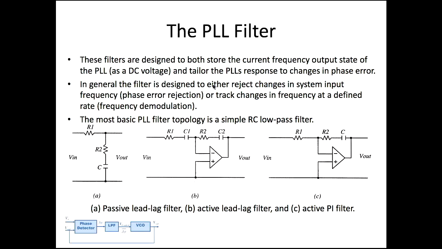In general, the filter is designed to either reject changes in the system input frequency or track changes in the frequency. So we will be tracking the changes actually, because there are applications. The PLL low pass filter is designed separately when it is for frequency demodulation or when it is for phase error rejection. There are different applications, so depending upon the application, the design will be slightly different. What you have to understand is why we need a low pass filter: here the error signal will be varying, but your VCO, voltage controlled oscillator, needs a somewhat stable DC type output. So that's what this low pass filter does.